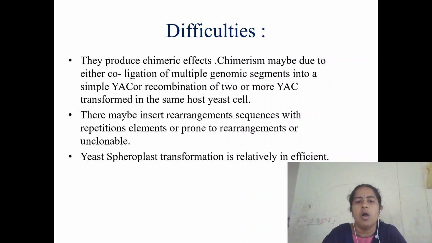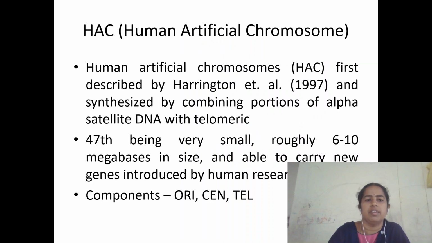single YAC, or a combination of two or more YACs transformed into the yeast cell, forms a chimera, that is, a mosaic pattern will be there. There may be inserts, rearrangements, sequences with repetition elements, and they are prone to rearrangements or unclonable elements. Yeast spheroplast transformation is relatively inefficient.